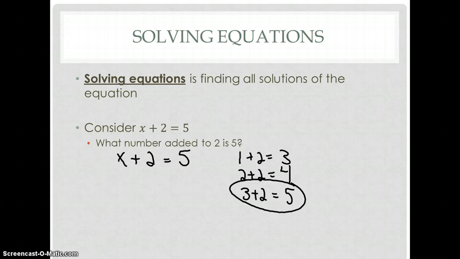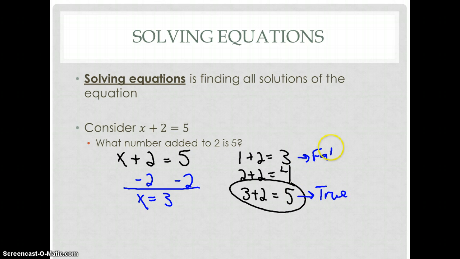Just to give you a little preview of how we're going to find that next week, what we would do is we would take this 2 away from this side and take it away from the other side, and that would ultimately give us x equals 3. Okay? And we could check that. 3 plus 2 is 5. 5 is equal to 5. Again, this is a true statement.